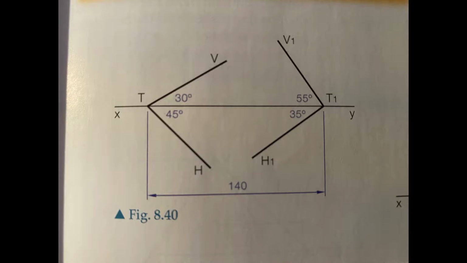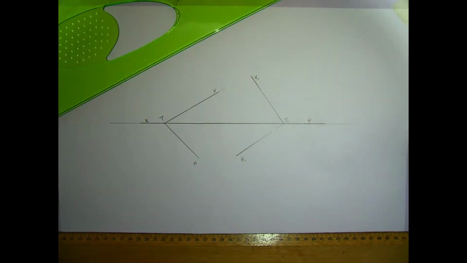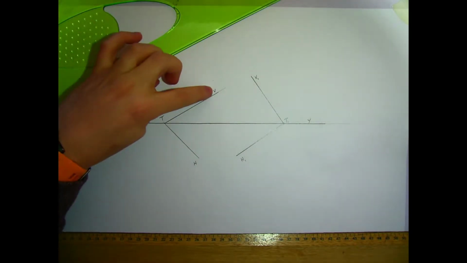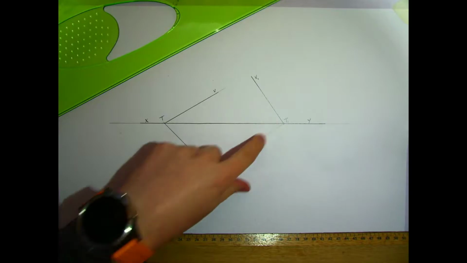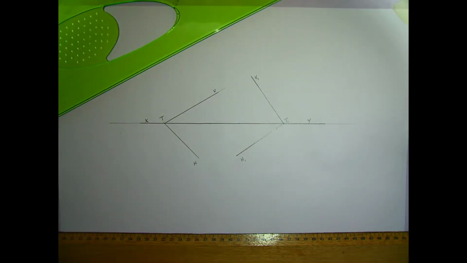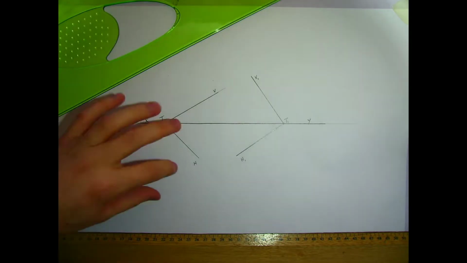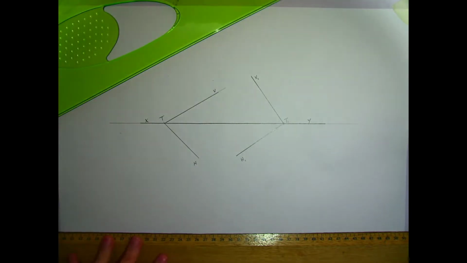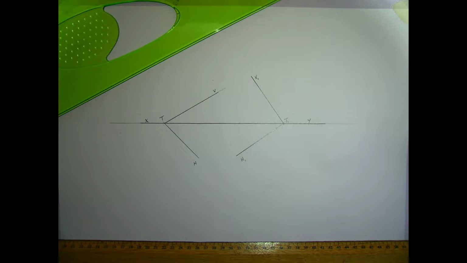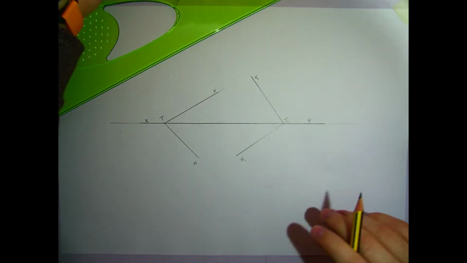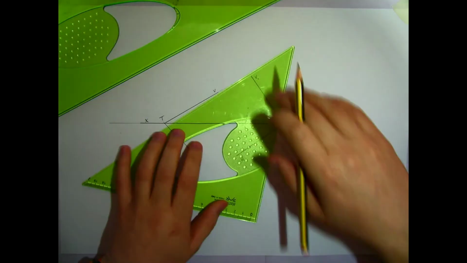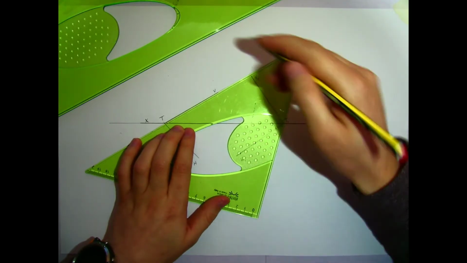So I have that set up as given. VTH and V1T1H1. Just to see what this looks like. At the moment these do not intersect, so the first thing that we need to do is we need to extend our traces until such time as they intersect each other.